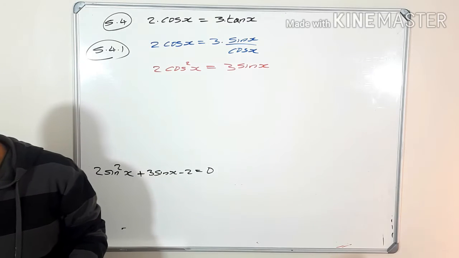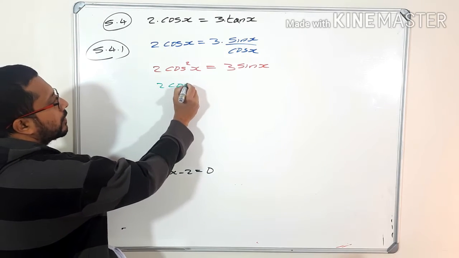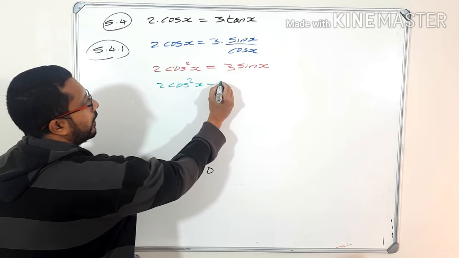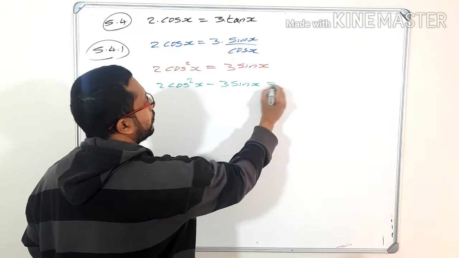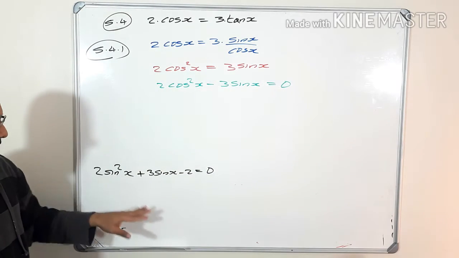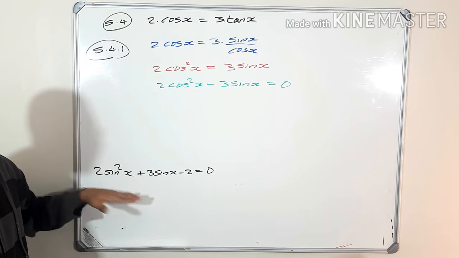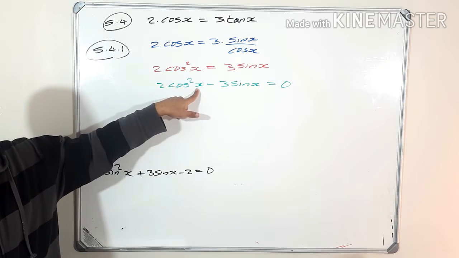Now I'm going to take this 3 sin x to this side. Okay, so what is that one? That is 2 cos squared x minus 3 sin x is equal to 0. Okay, but still we are not there, we want to prove it like this. So what is this cos squared x?